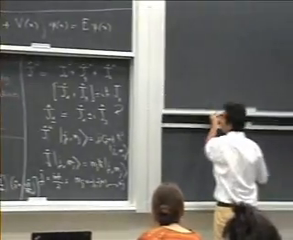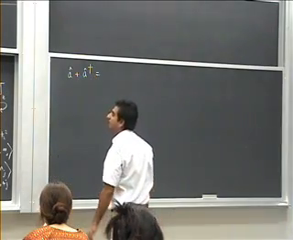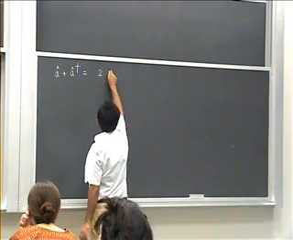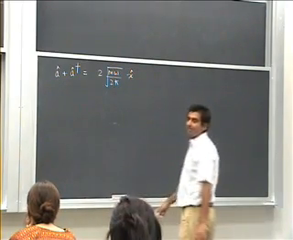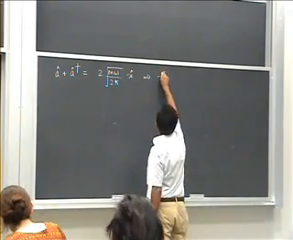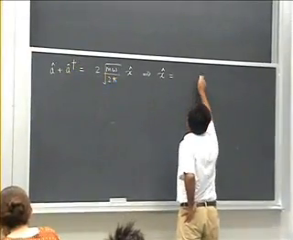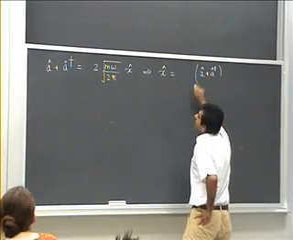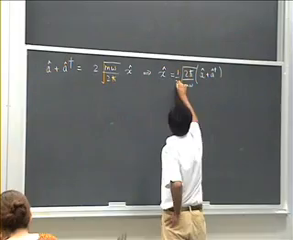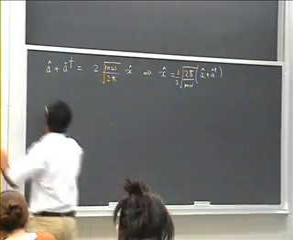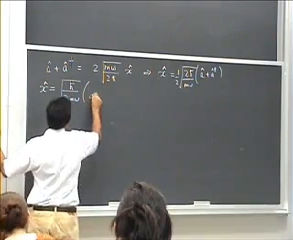For example, if I add A plus A dagger, I will simply get 2 times m omega over 2 h bar times X, right? Which means that this operator, X operator, can be expressed in terms of raising and lowering operators. And it can be expressed in the following fashion. A plus A dagger times the square root of h bar over 2 m omega. Which means that operator X equals the square root of h bar over 2 m omega times A plus A dagger.